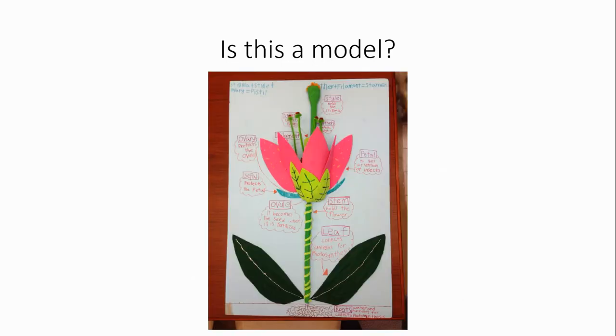And then here is a model another student made of a plant. Okay, so parts of a plant. That's what we use models for. They're just representations of an idea, and they're used to explain or describe different phenomena or circumstances.